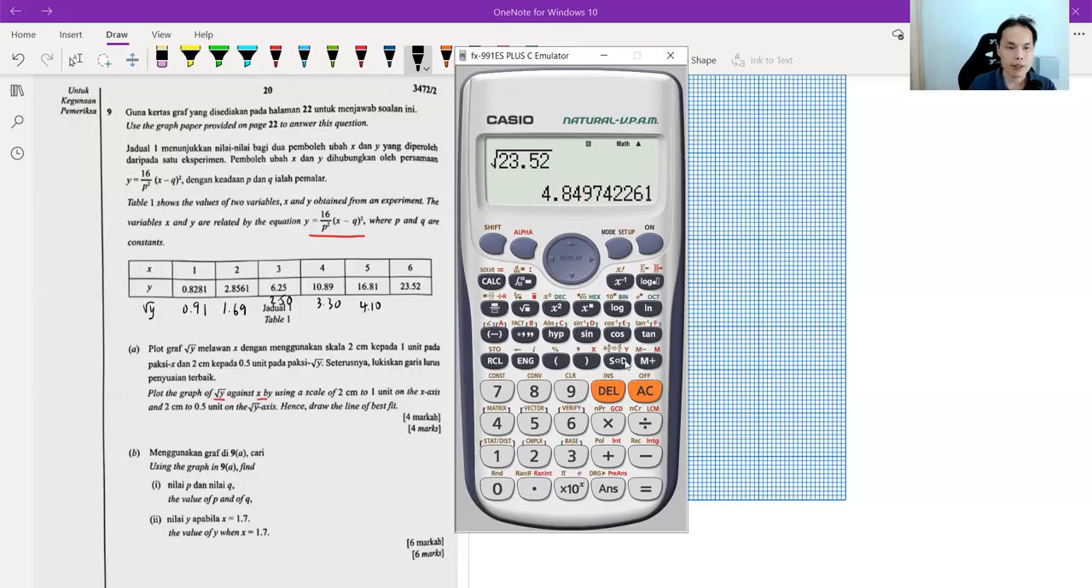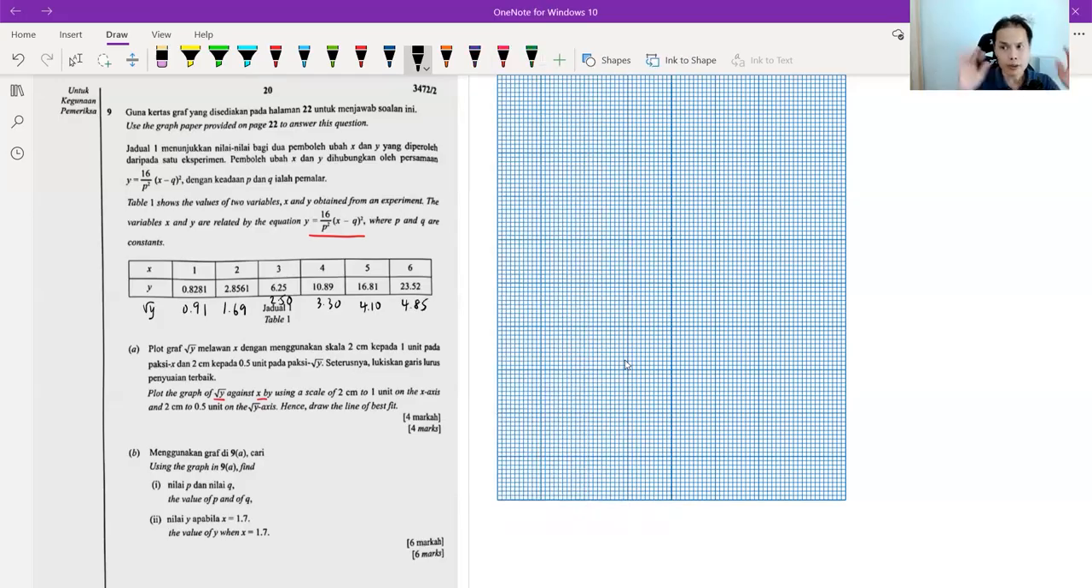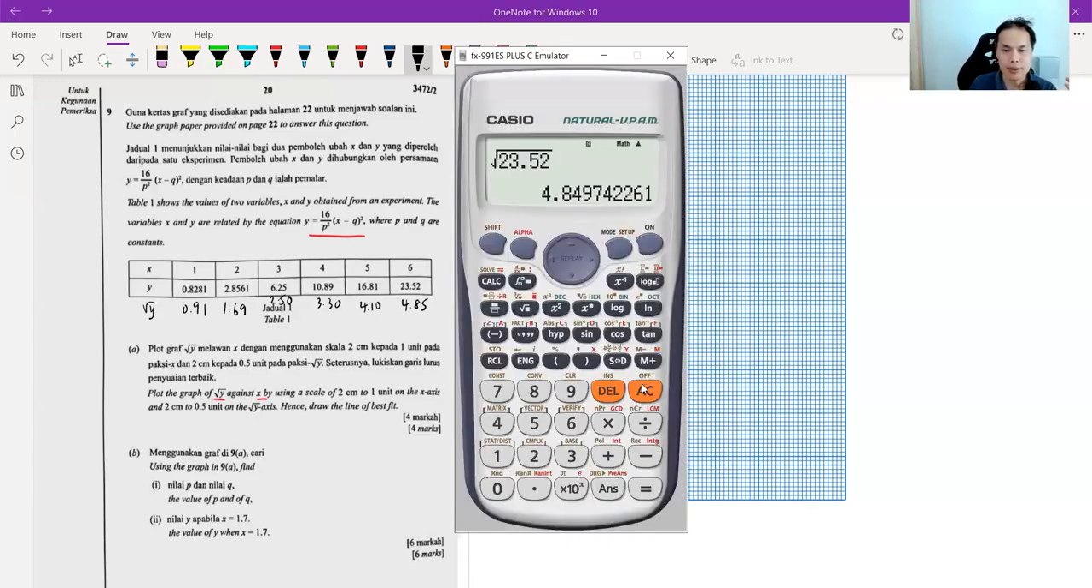Yeah, 4.85. Okay, so one thing, I don't know whether you watched my previous video for other state paper. I've always preferred to find the gradient and y-intercept from my calculator. Okay, so if you're using this calculator, we can change the mode to statistic. We go to number 2, a plus bx, right? That's your x and y value. You key in your x value, 1, 2, 3, 4. It's quite easy. 5, 6. There are 6 points.